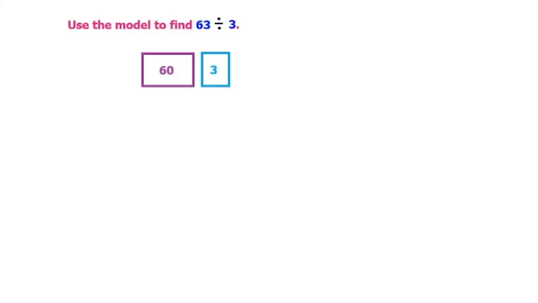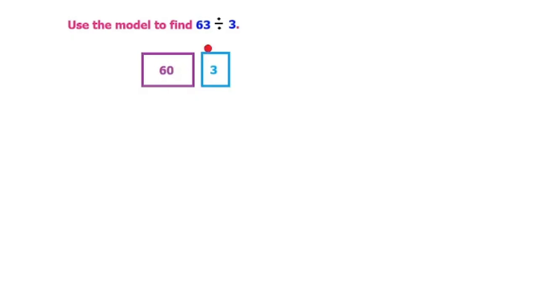In this video, we're going to use a model to figure out how to divide. So if we have a problem like this that says use the model to find 63 divided by 3. This is showing us that the area of this is 60 and the area of this is 3. We know area is a multiplication, but this has already been multiplied for us.